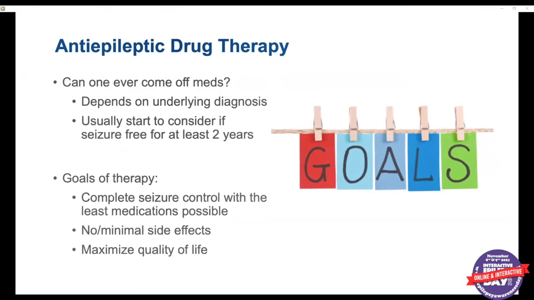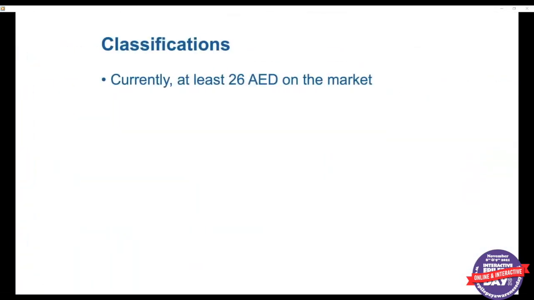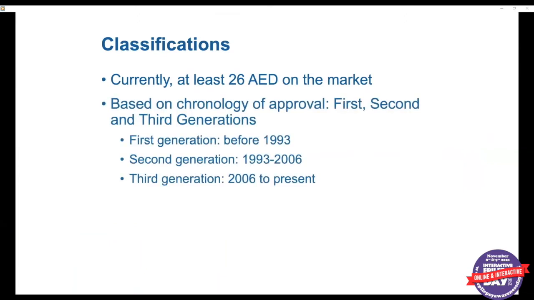For the next section, we will give an overview on AEDs, which are the mainstay of epilepsy treatment. Currently, there are at least 26 different AEDs on the market. A detailed discussion of each is beyond the scope of this presentation. However, you may hear your epileptologist refer to them by 3 different classifications.